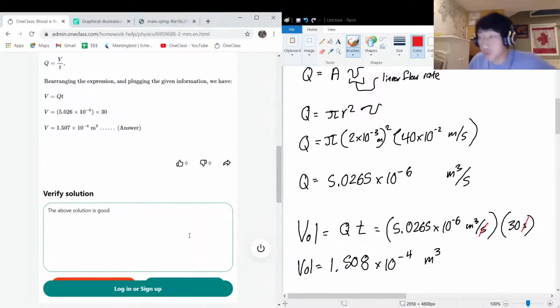So the key thing that you want to pay attention to is the units. The units can tell you a lot about what you should expect in the question.